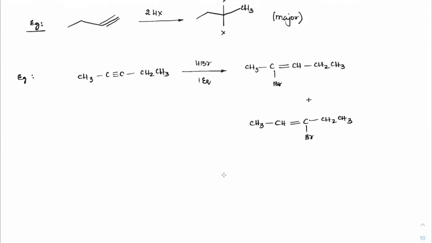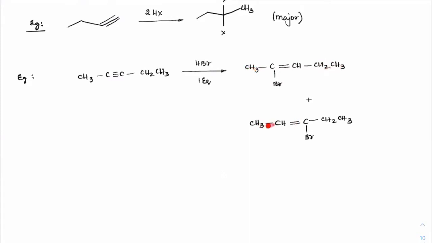It's very difficult to specify which is the major product here, because on this side there is a methyl group which will try to stabilize this double bond by inductive effect, and from here it is inductive and hyperconjugation.